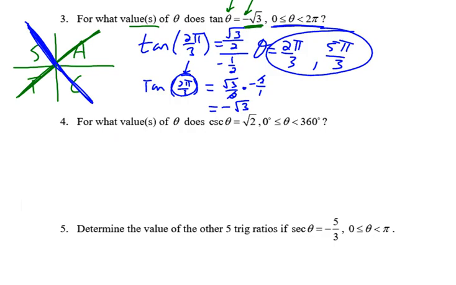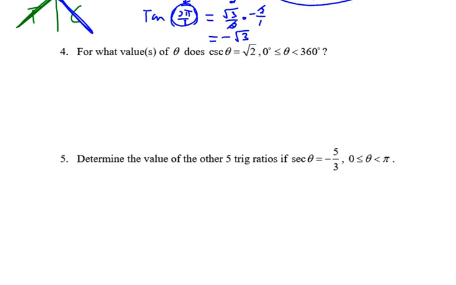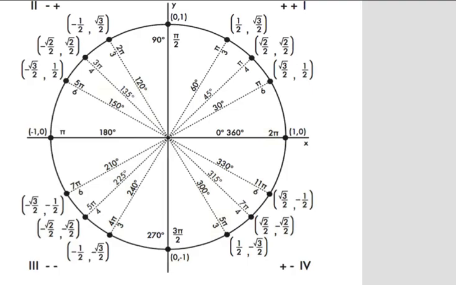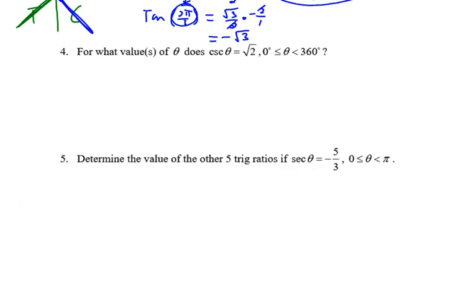All right, so I'm going to go back here. All right, so number 4. For what values of theta does cosecant equal root 2? I look at my unit circle, and I'm like, cosecant, what the heck am I talking about here? I don't know that one. But let's rewrite this. Cosecant theta is equal to root 2. I'm going to rewrite this as 1 over, now what is it over? Cosecant is the reciprocal of what? Sine, right? Sine theta is equal to root 2.